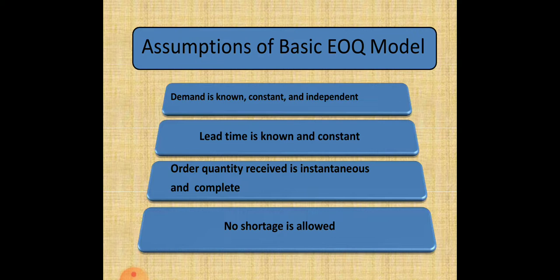So here are the assumptions of the basic EOQ model. Number one is demand is known, constant and independent. Number two is lead time is known and constant. Order quantity received is instantaneous and complete. The last one is no storage is allowed. These are the basic assumptions while we are calculating economic order quantity. We have to assume these things.